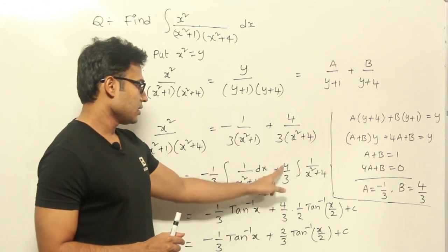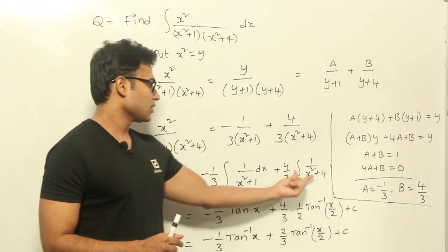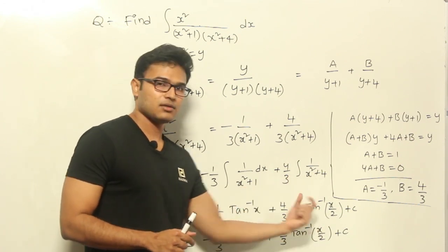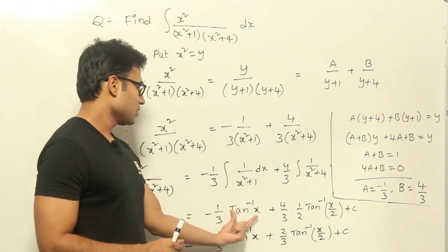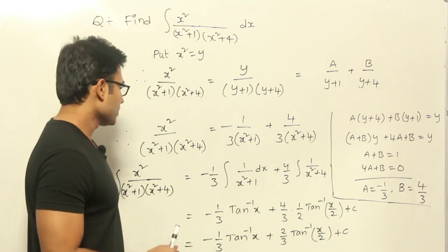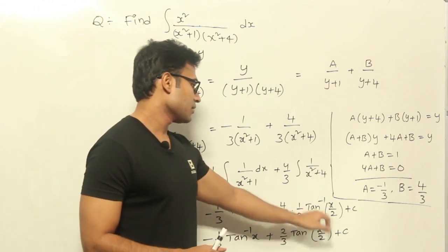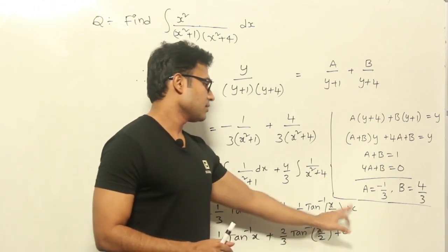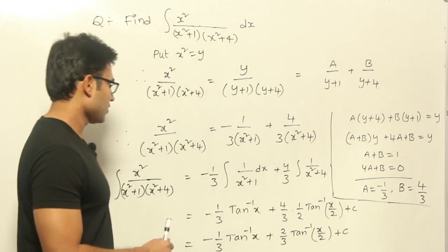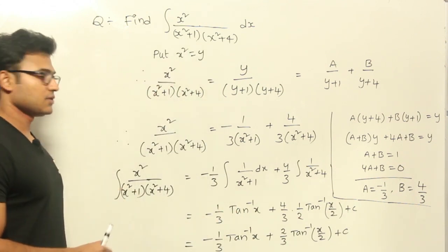So 4 by 3 is going to remain as it is, and for this one we get this function. So the result is minus 1 by 3 into tan inverse x plus 4 by 3 into 1 by 2 into tan inverse of x by 2, and at the end just add the constant c. So you are going to get that function.